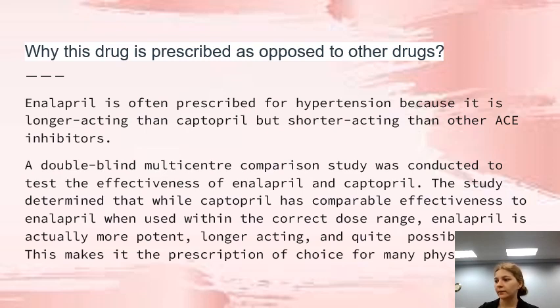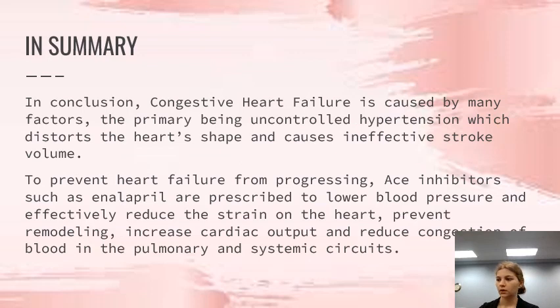So when compared to other hypertensive meds for heart failure, enalapril is usually the drug of choice. This is partially attributed to how it's longer acting than captopril, but shorter acting than other common ACE inhibitors. I looked at a study where it compared the medication captopril to enalapril in a double-blind study, and it was discovered that while they're similarly effective, enalapril is actually more potent, longer-lasting, and safer than captopril, which makes it the drug of choice for treating heart failure.